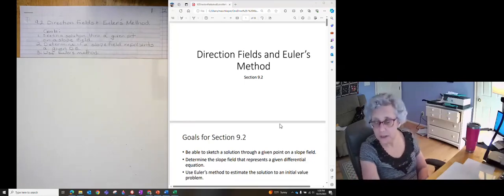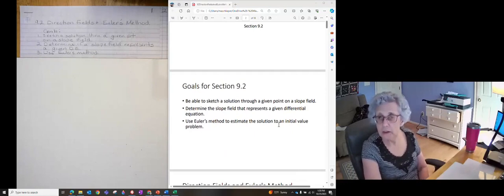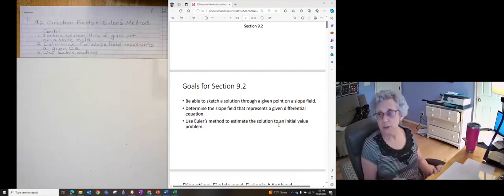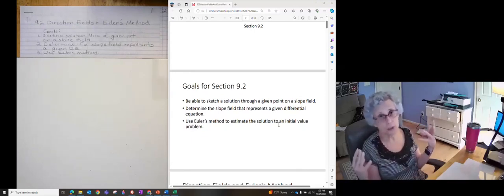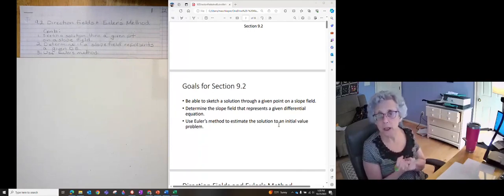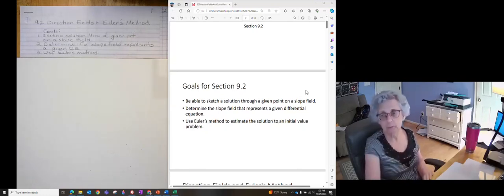So our goals for this section: to be able to sketch a solution through a given point on a slope field, determine the slope field that represents a given differential equation. Notice I didn't say that one of our goals was to be able to draw a slope field from scratch. I won't expect you to do that. And to use Euler's method to estimate the solution to an initial value problem.